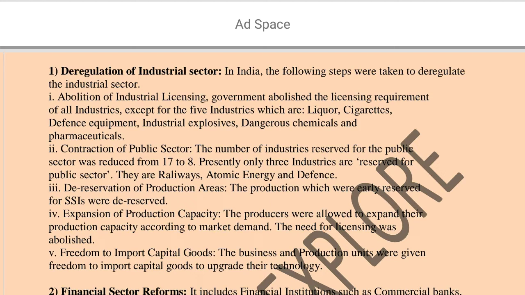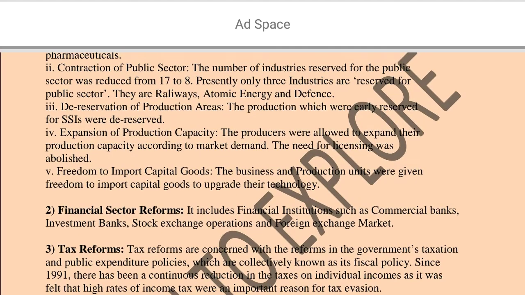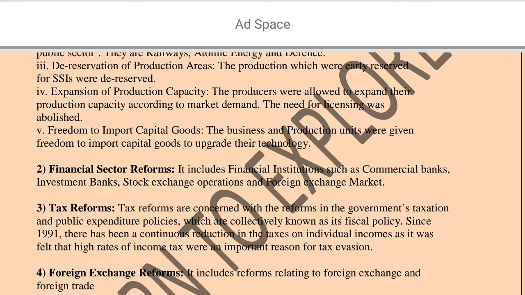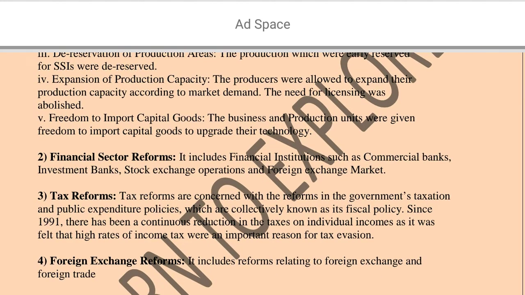And if we talk about the recent changes, the government of India has also started liberalizing its railways. Okay. Then the de-reservation of production areas, expansion of production capacity, and freedom was given to import capital goods. Then the other reforms were financial sector reforms, including reforms in commercial banks, investment banks, stock exchange operations, and foreign exchange market, etc. Then tax reforms were concerned with the reforms in government taxation and public expenditure policies, which are collectively known as fiscal policy.